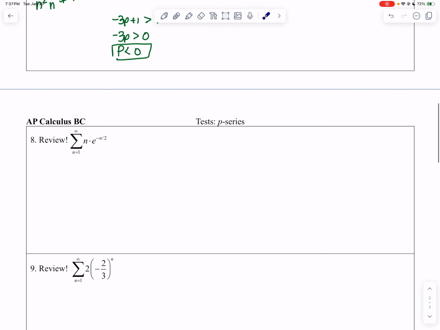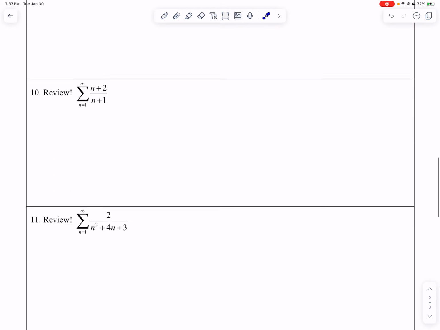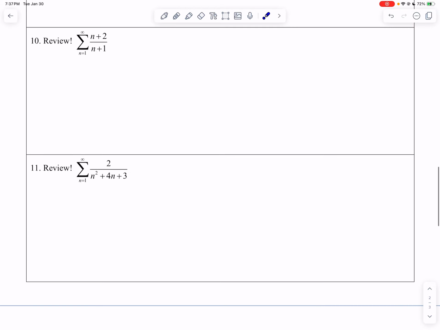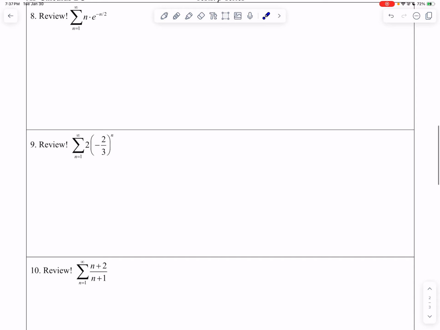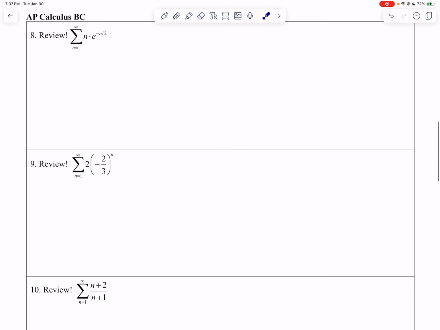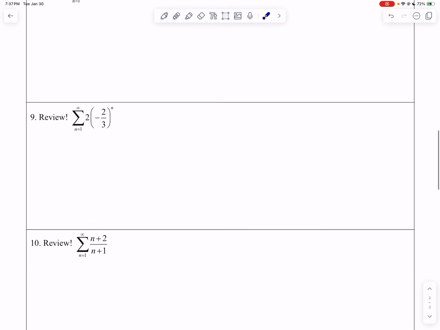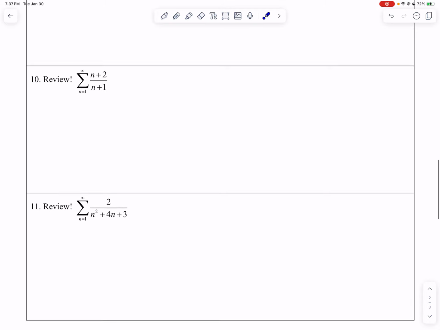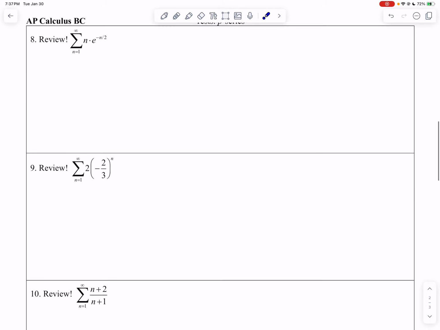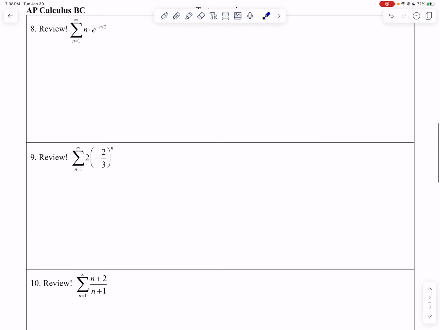All right. 8, 9, 10, and 11 is basically a review in terms of geometric, integral, nth term, and all of that good stuff. Telescoping, who knows? These are good reviews in terms of preparing you for the test, because you've got to figure out which one goes with which. I'm not going to do them, but you can.